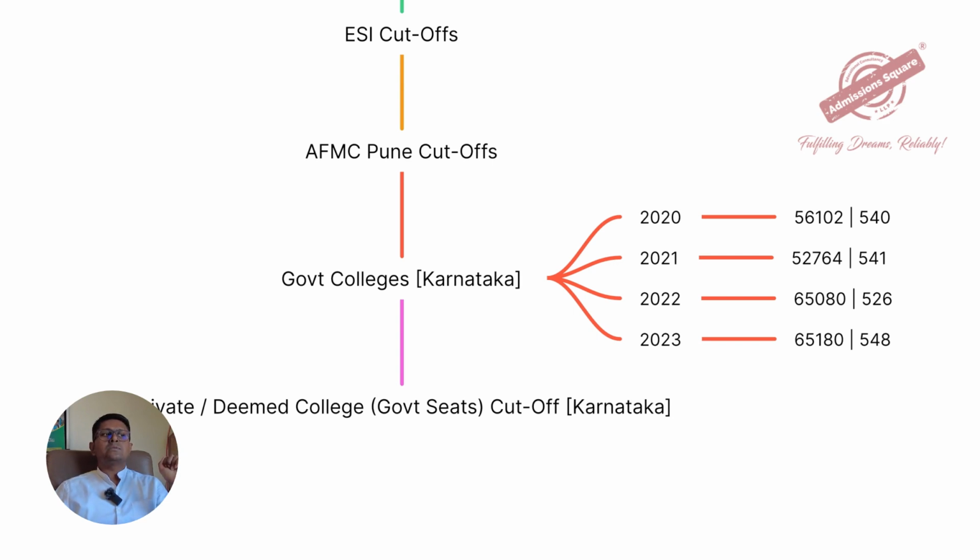In 2021, the same government college cutoff, including all the categories, reservation and everything, fell down to 541 or a rank of 52,764. In 2022, the rank increased to 65,080 and the score decreased to 526. See, the score has decreased, but the rank has increased, because of the competition. In 2023, 548 was the cutoff and 65,180 was the last rank to get a government college seat in Karnataka.